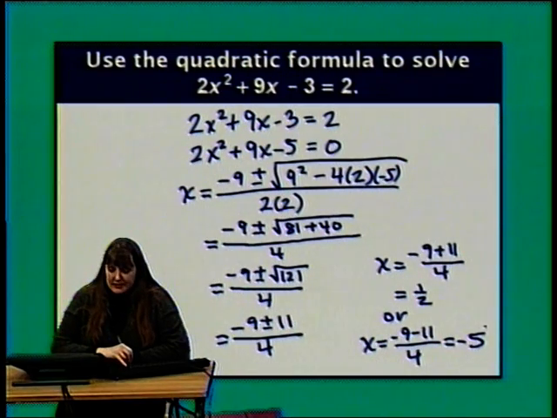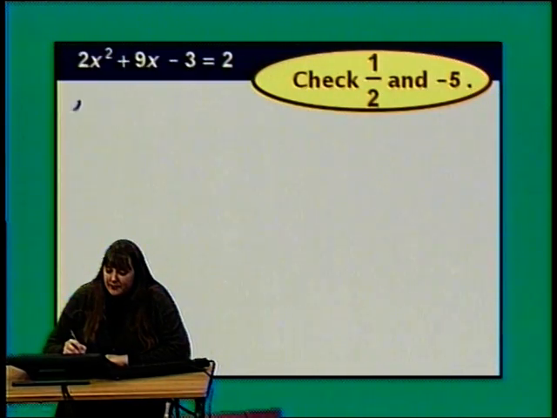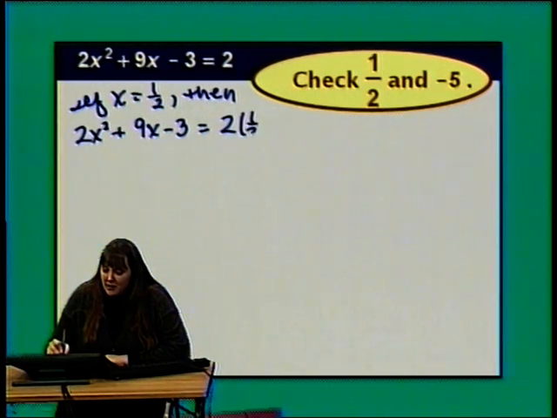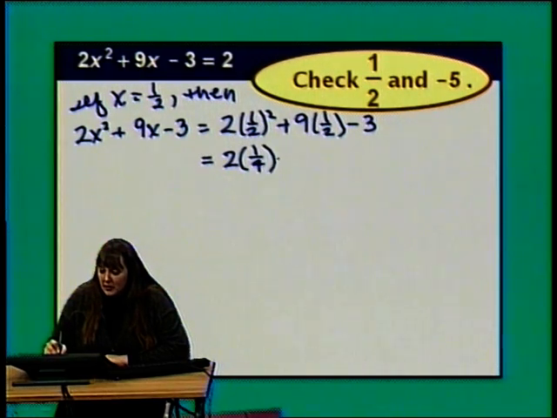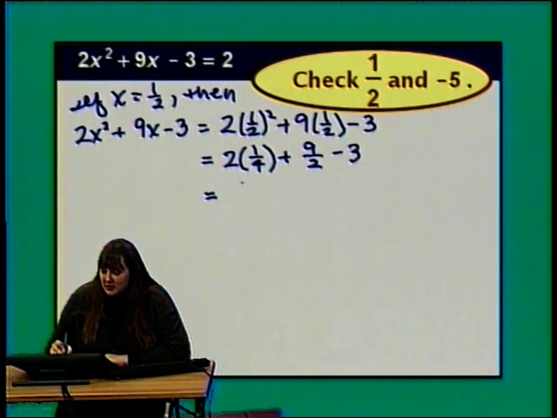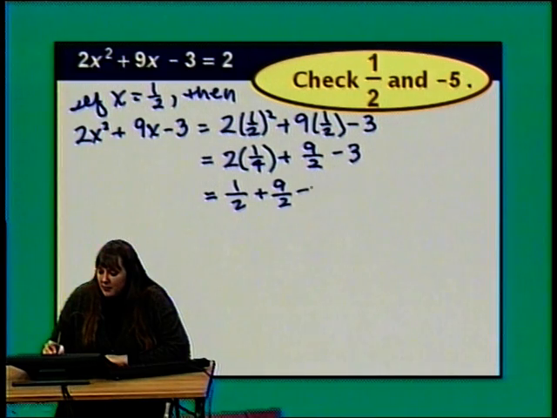I still need to check the solutions. So what if x is 1/2? Then 2x squared plus 9x minus 3 is 2 times 1/2 squared plus 9 times 1/2 minus 3. So that's 2 times 1/4 plus 9/2 minus 3. In the first term, I can pull out a factor of 2 over 2, since 4 is 2 times 2, and that leaves behind a 2 in the denominator and a 1 in the numerator. 2 times 1/4 is 1/2, plus 9/2 minus 3.